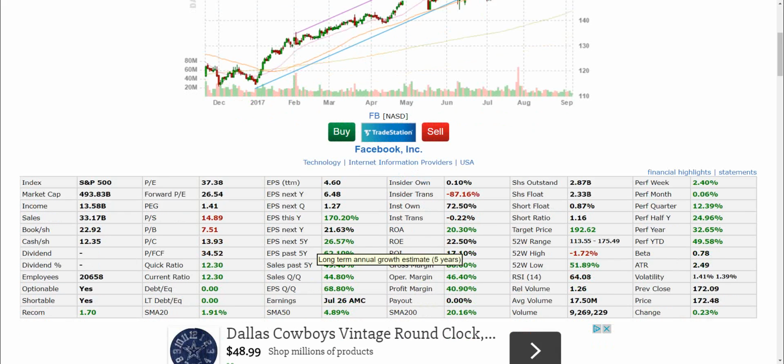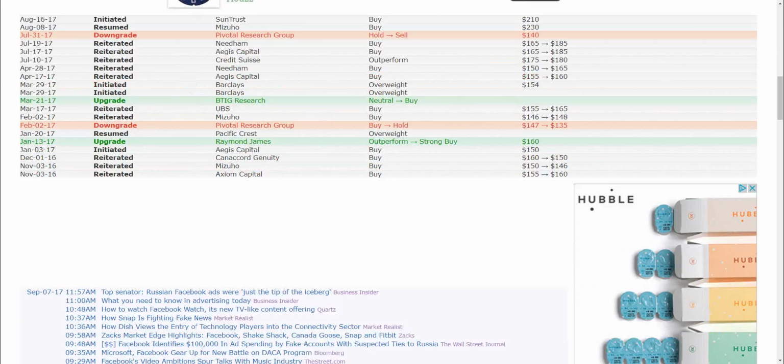But I like what Tesla's doing. I don't want to downplay that. I think they're doing a lot of really good things.